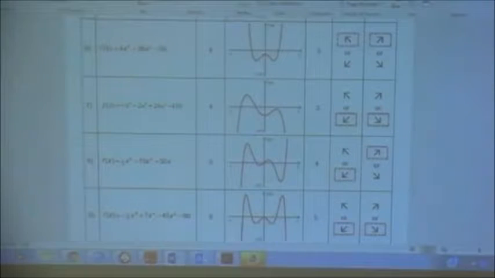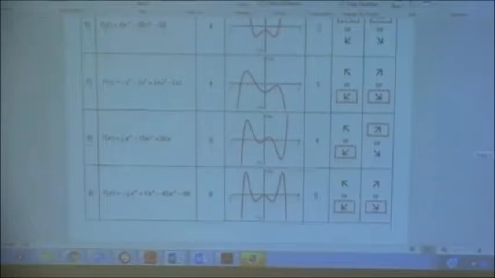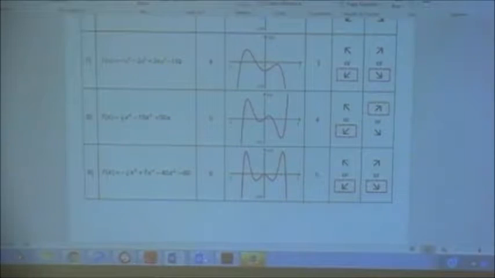Number 8 has a degree of 5, 4 bends, left behavior down, right behavior up. Number 9 has a degree of 6 with 5 bends, both behaviors end down. Alright, so the real question is, did you start to identify any type of pattern in what was happening here?